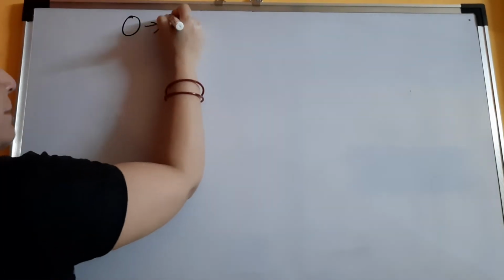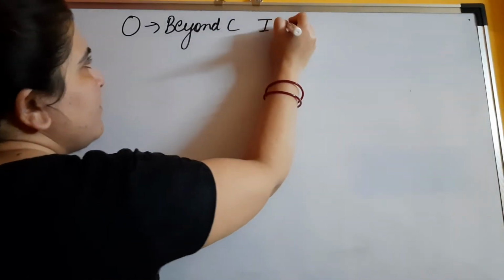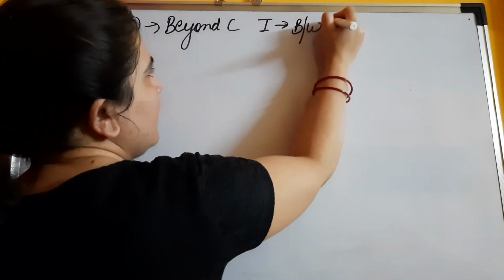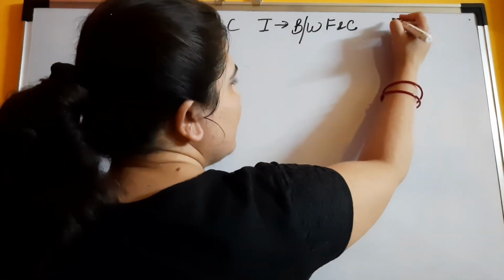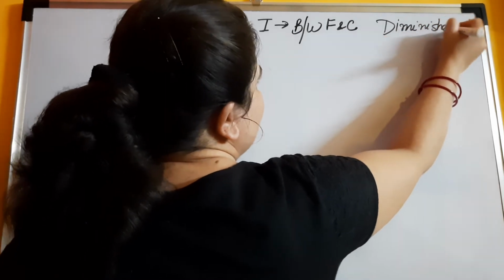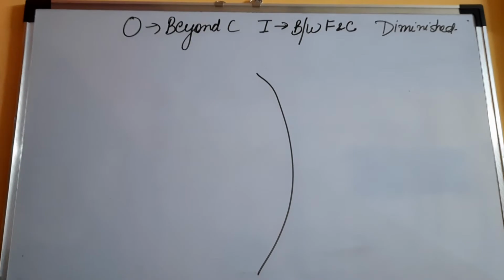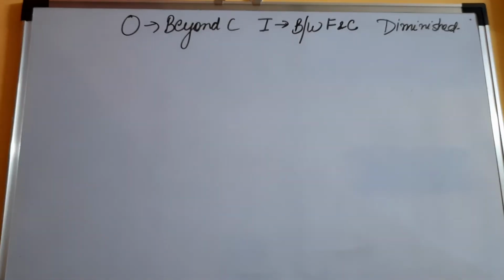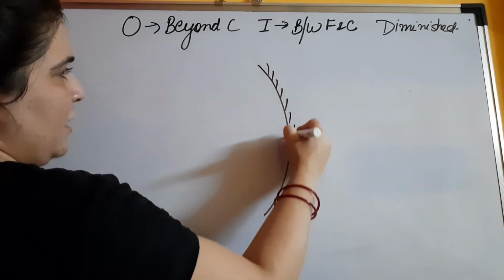Now next case that we are talking is object we are going to take beyond C. Image will be formed between F and C, and it is going to be real and inverted, and next is diminished. The size is going to be smaller. Fine. Let's see. We'll draw a concave mirror here. Let's polish it from one side.